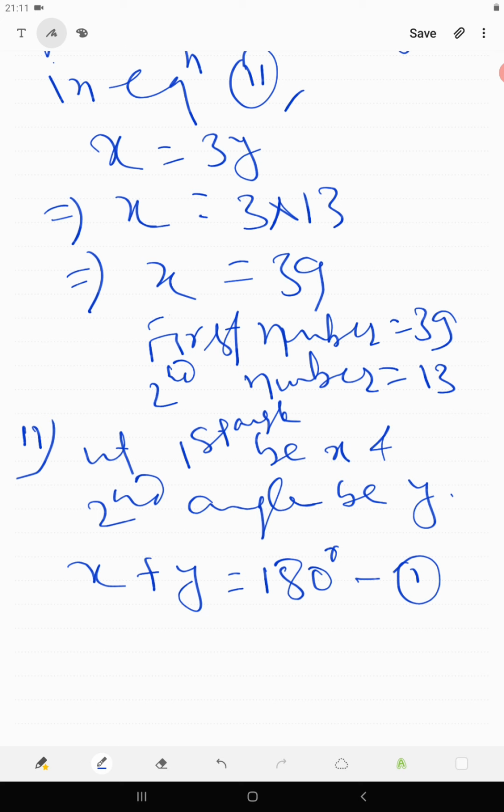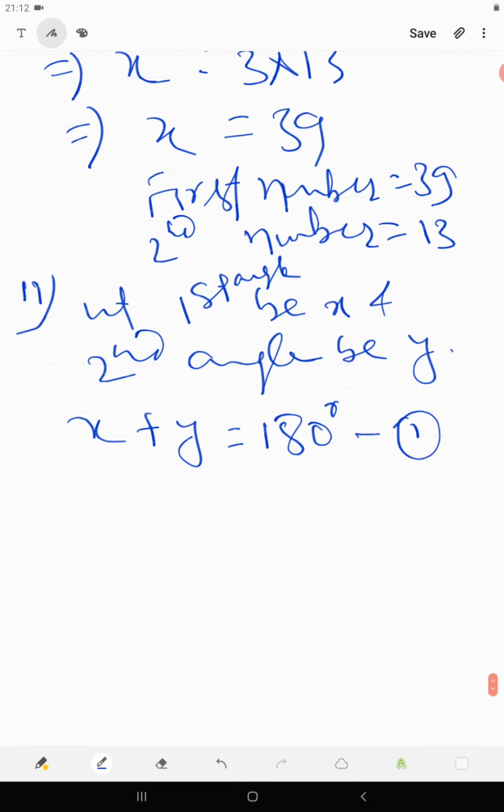Exceeds means, suppose your age is 16 and your sister's or brother's age is 14. You are exceeding your brother or sister's age by 2 years, correct? That means your age difference is 2. Exceeds means it is talking about the bigger minus the smaller. So the larger of two angles exceeds the smaller by 18 degrees. What does it mean? x minus y equals 18 degrees. Fine.